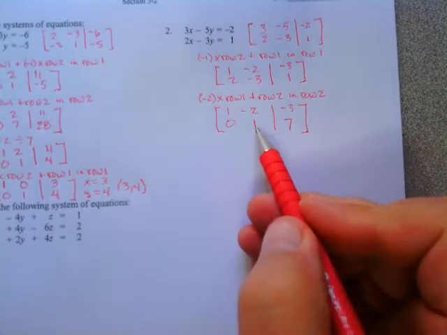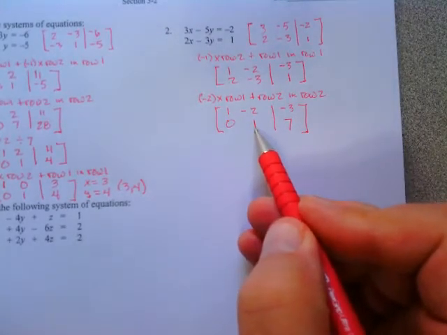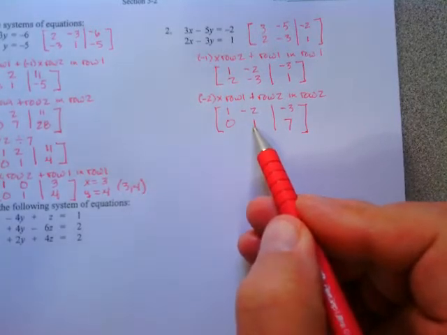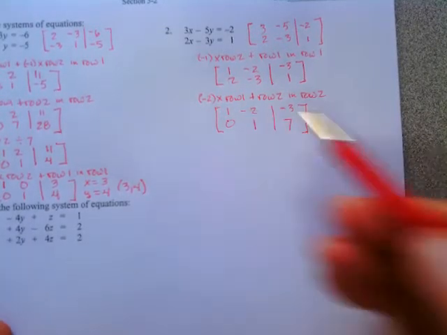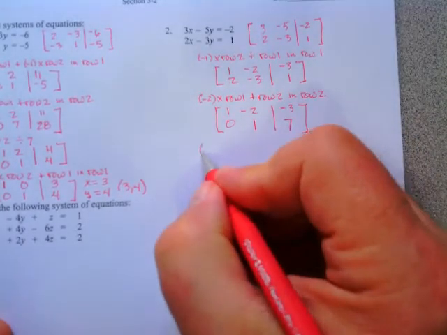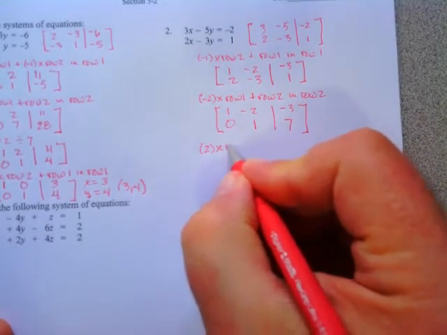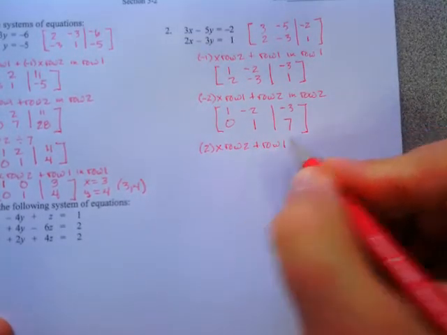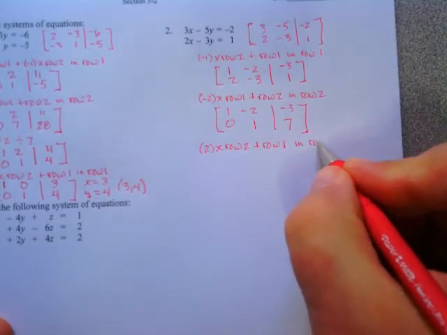Now in this particular case, that also got me a 1 right here, which would have been my next step to make that into a 1, but it's already 1. So now all I have to do is turn that into a 0. So I'm going to take 2 times row 2, add it to row 1, and put that in row 1.